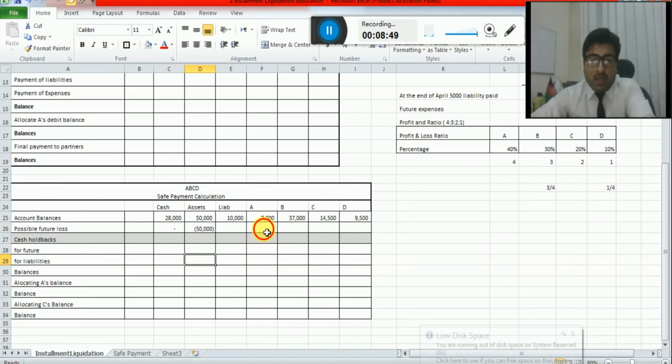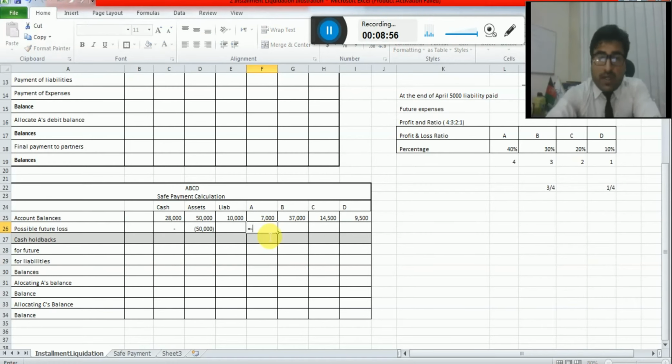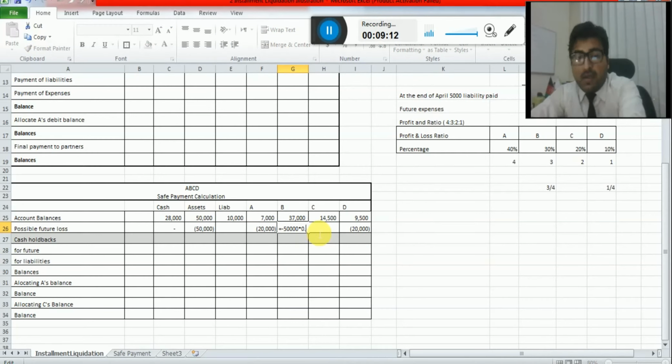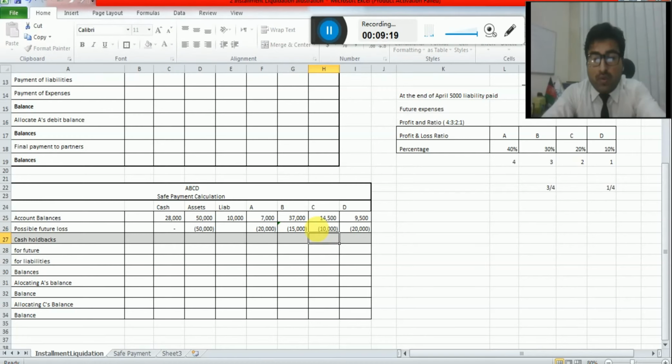Okay, so how much is the losses? We have to subtract from all of them. So again 50,000 value and multiply with the ratio. How much is the ratio of A? 40%, right? And enter, and then you have to drag it to the right and only change the ratio. Okay, 3 we have, and then 2, and then 1.